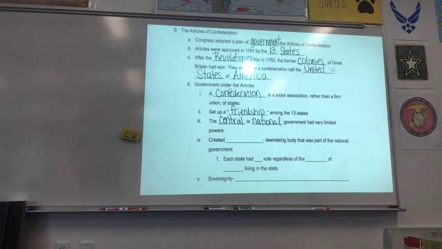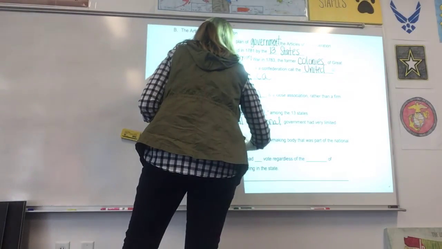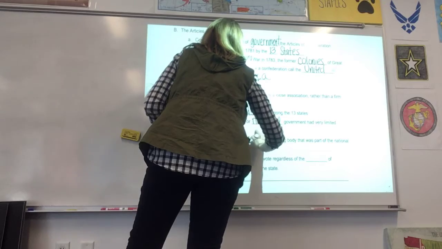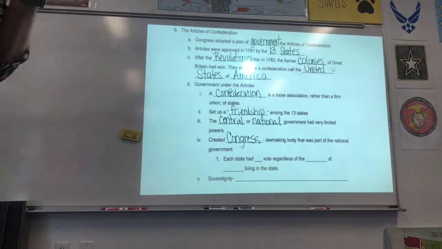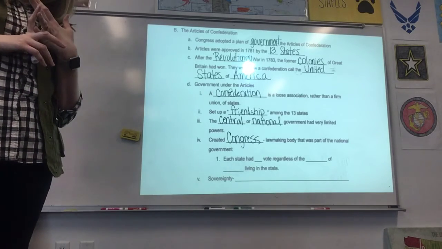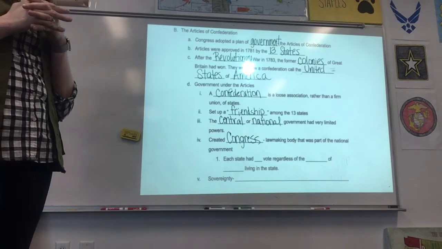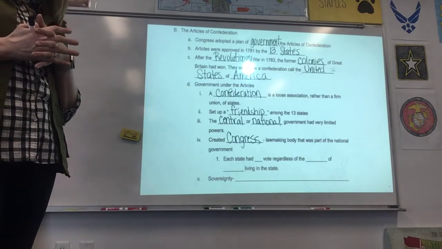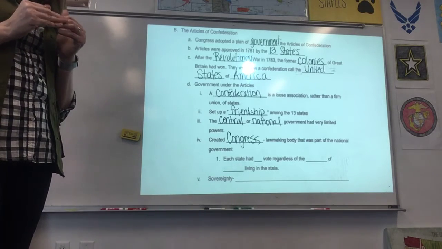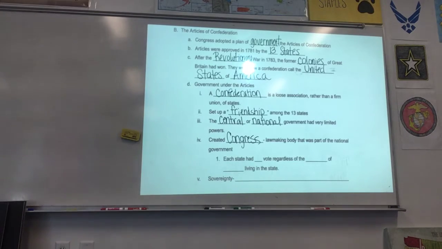It did create something called Congress, a lawmaking body that was part of the national government. We still have Congress now. It's a part of the legislative branch. It consists of the House of Representatives and the Senate. You're going to hear those terms a lot. When those two are together, that's called Congress. Separately, they're the House and the Senate. Together, they're Congress. We have that on the national level and on the state level. There are going to be different people. They're just different levels.